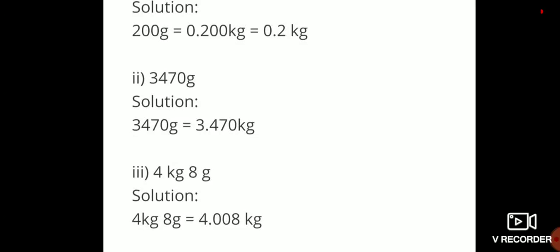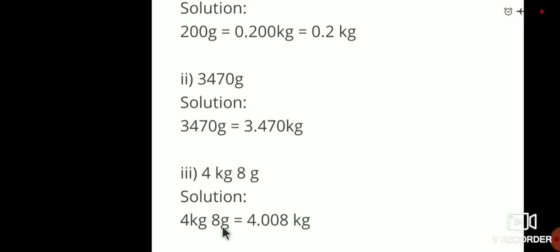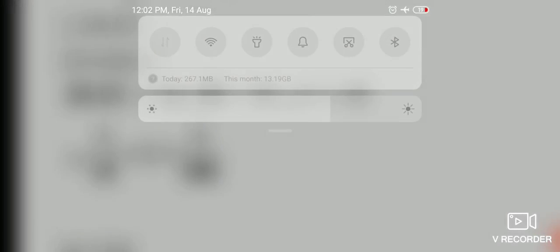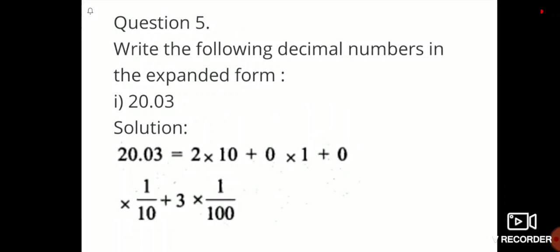And next, third one, 4 kg 8 gram. So 4 kg 8 gram means we should divide this one by 1000. Then we get 4.008 kg. It's very simple.